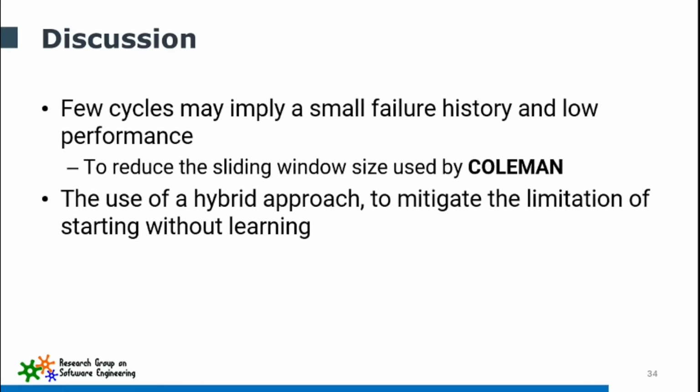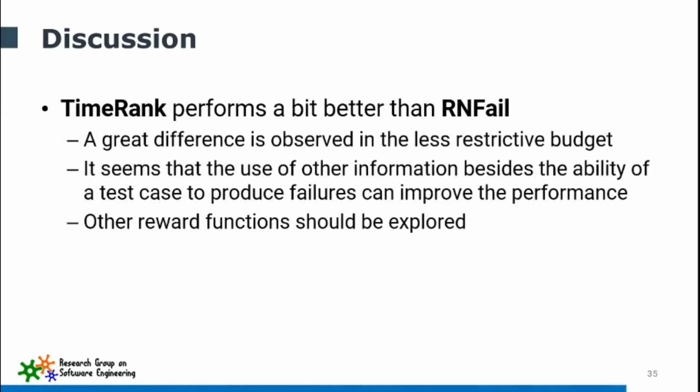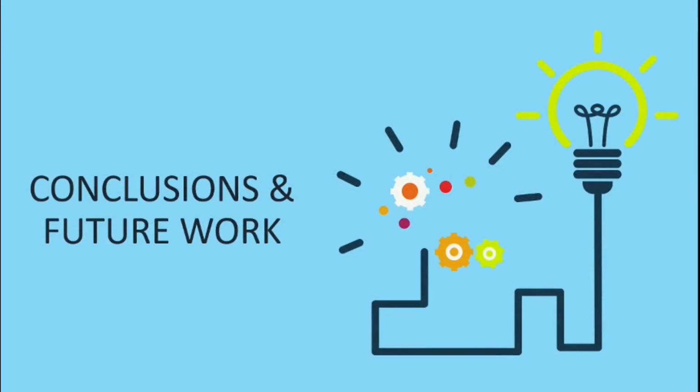To mitigate the factor concerning few cycles, a way is to reduce the sliding window size used by COLEMAN. This may get better results. Another research direction to be investigated is the use of a hybrid approach to mitigate the limitation of starting without learning. Time rank performs a bit better than RMSE. A great difference is observed in the less restrictive budget. It seems that the use of other information besides the ability of a test case to produce failures can improve the performance. Maybe other reward functions should be explored, such as one that considers the test case execution time.